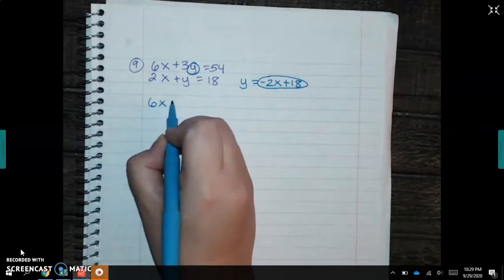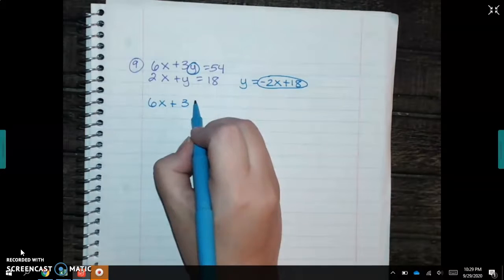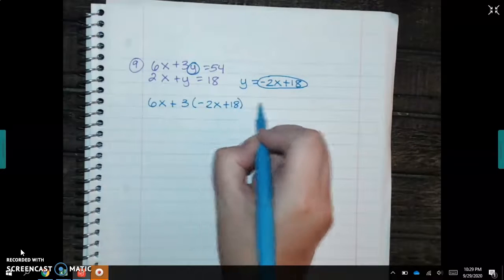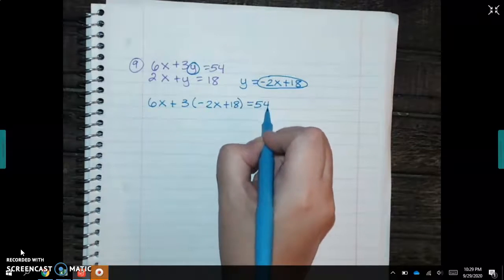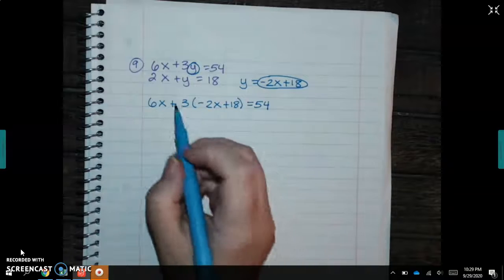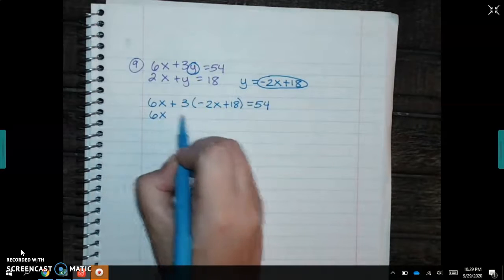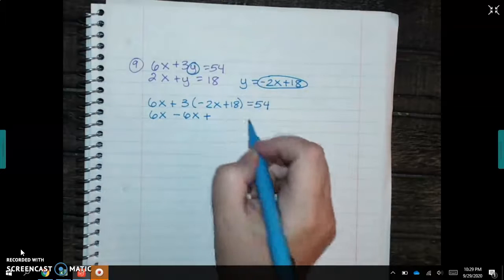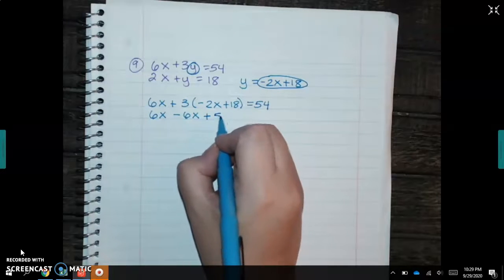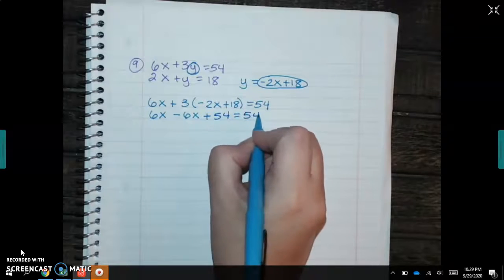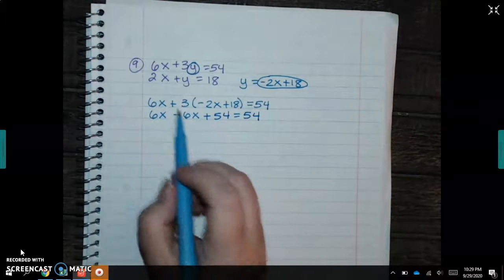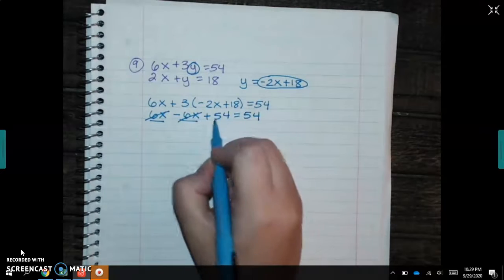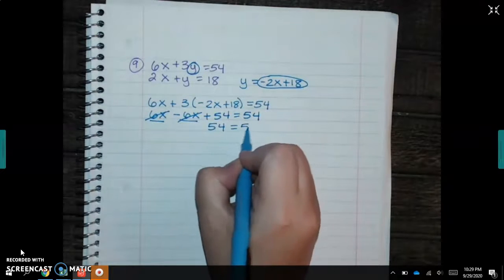Keep the 6x, keep the plus, keep the 3. Take the y out and replace it with -2x plus 18. Keep the equals and the 54. Then you are going to distribute your 3. Then you're going to combine your like terms. Notice your x's are going to cancel out because they're opposites. So you're left with 54 equals 54.